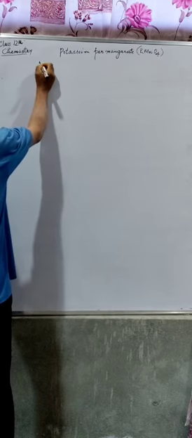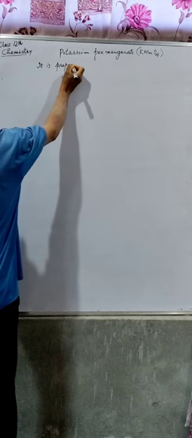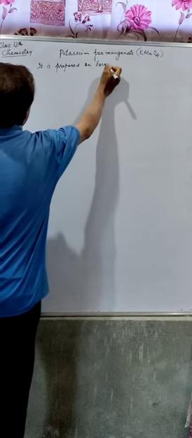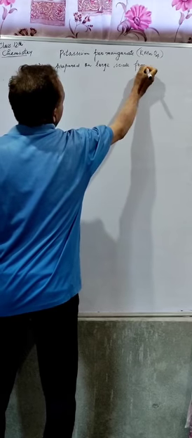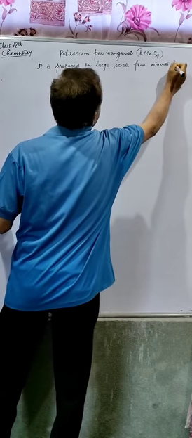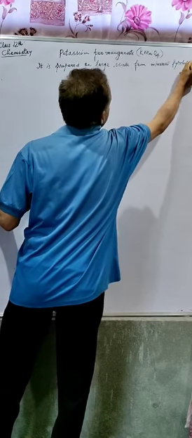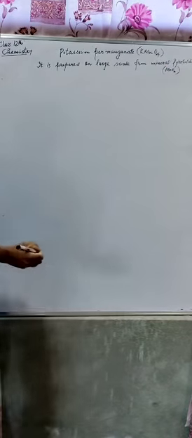So, it is prepared on a large scale from the mineral pyrolusite, that is MnO2, and it involves the following steps for the preparation.